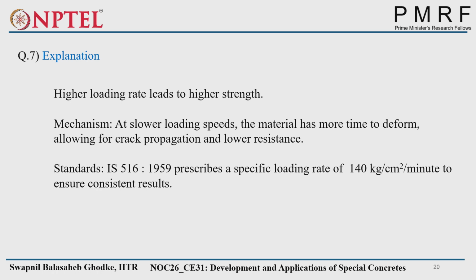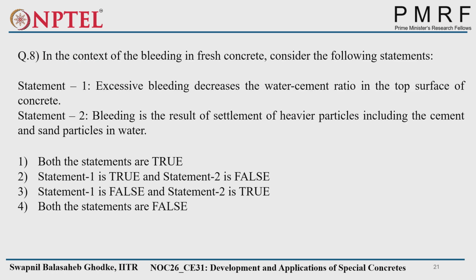So at slower loading, cube A will get more time to deform, allowing for crack propagation, and lower resistance is given to that loading rate. Because of the lower resistance, we'll get lower strength. Higher resistance will give higher strength. For the higher loading rate, the cube will not get more time to rearrange or deform. It will give the direct exact strength. Okay.